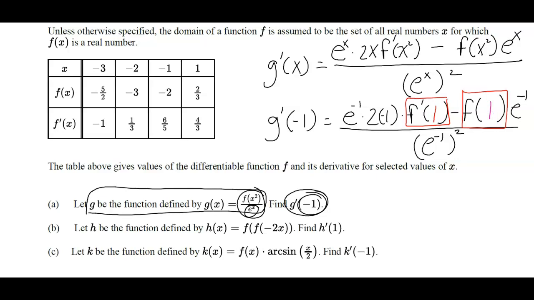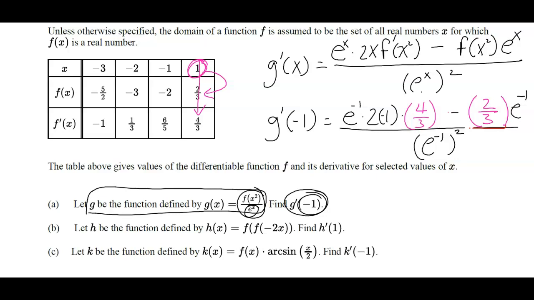What is f prime of 1? Well, here's 1, and f prime is 4/3. So I'm just going to replace this thing here with 4/3. Now let's find the next one. F of 1. So here's 1, and the f value at that point is 2/3. So I'm going to replace this with 2/3. Now at this point, I would say stop. You don't need to go any further.